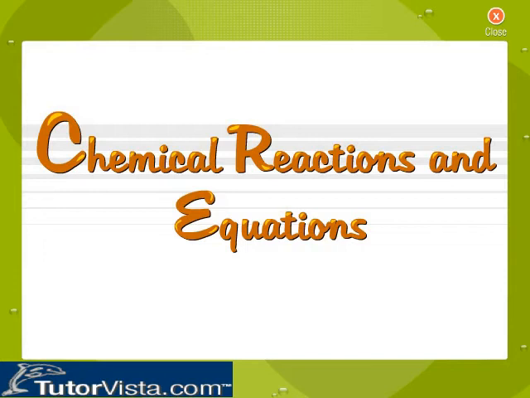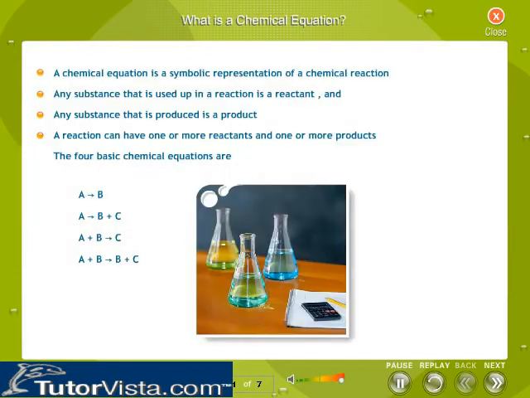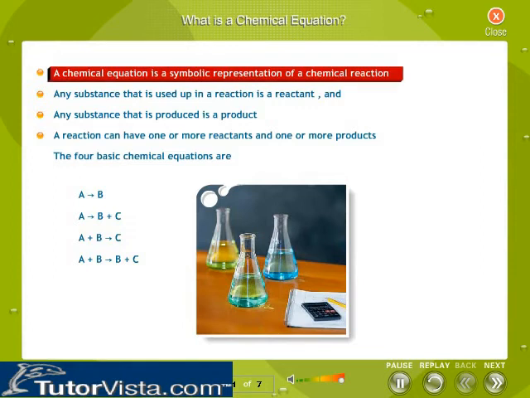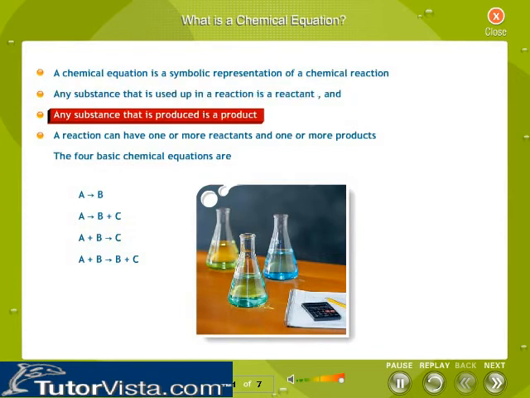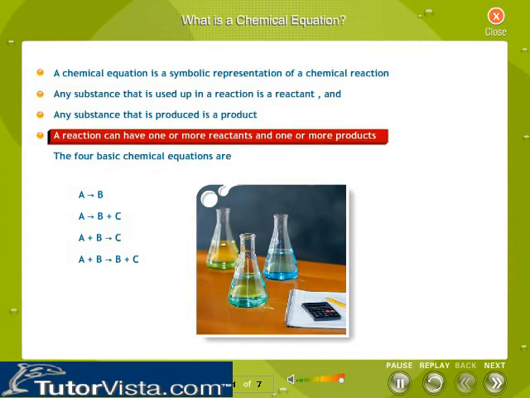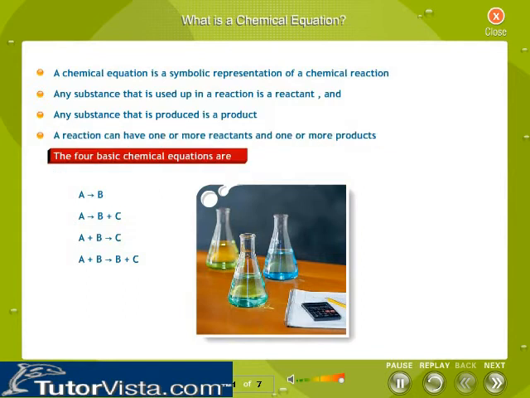Chemical reactions and equations. What is a chemical equation? A chemical equation is a symbolic representation of a chemical reaction. Any substance that is used up in a reaction is a reactant, and any substance that is produced is a product. A reaction can have one or more reactants and one or more products. The four basic chemical equations are represented here.